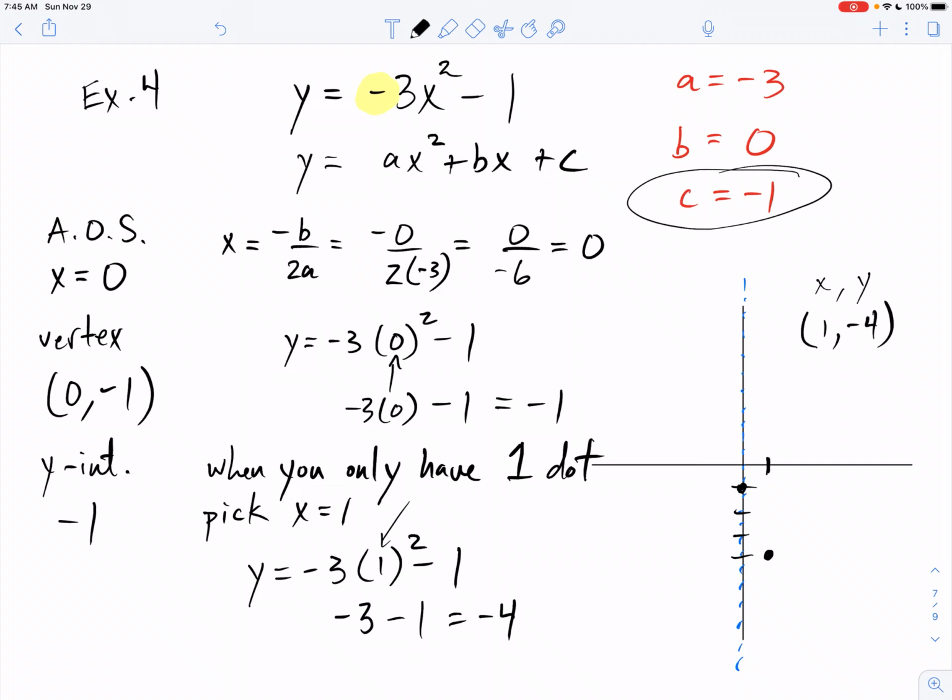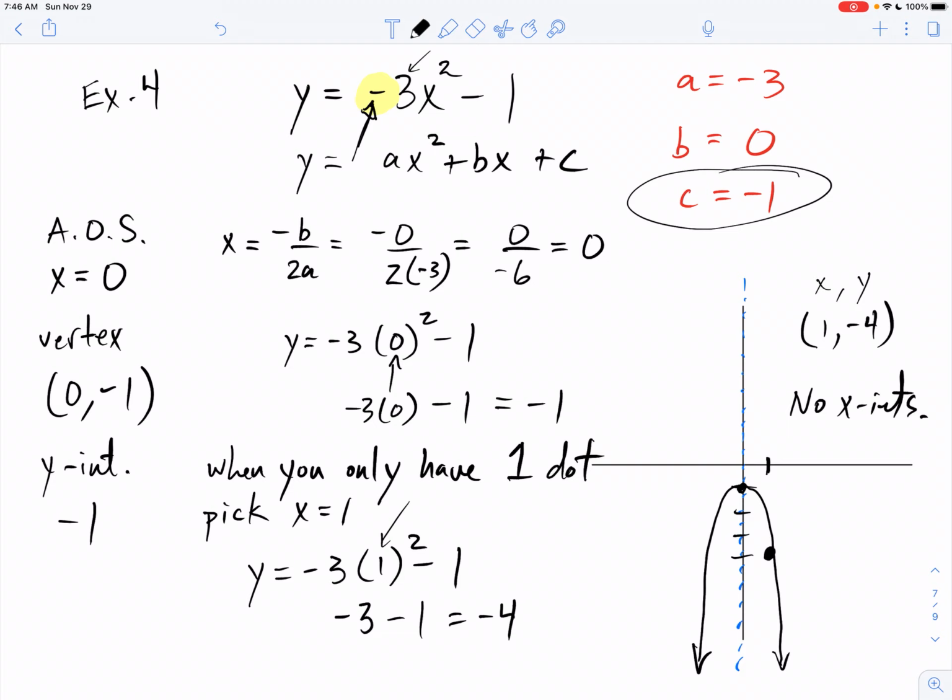So you can see I can still sketch a graph then. Whoops, make that dot bigger so it looks like I hit it. And the other side's going to be a mirror image, so it's going to go like that. And this is a graph that opens downward. It is very skinny because of the 3. And this time I have no x-intercepts. It doesn't cross the x. Okay, no x-intercepts. So my sketch is based on just the 2 points.